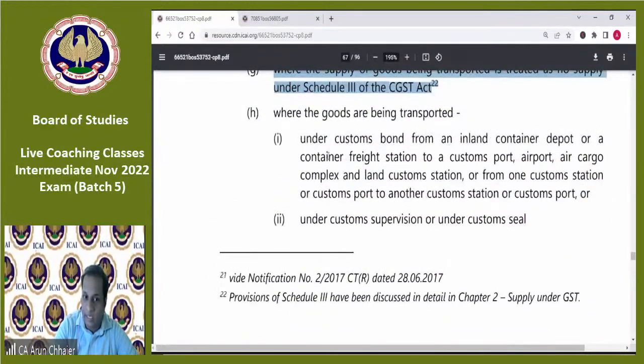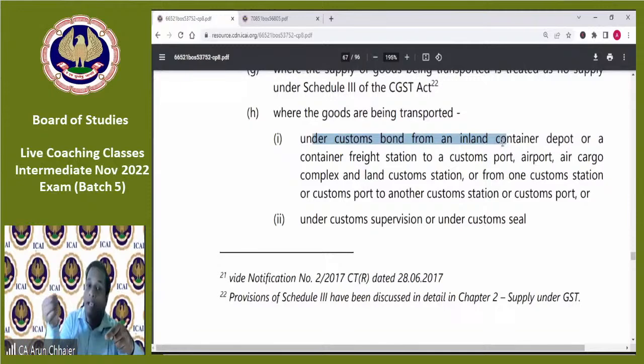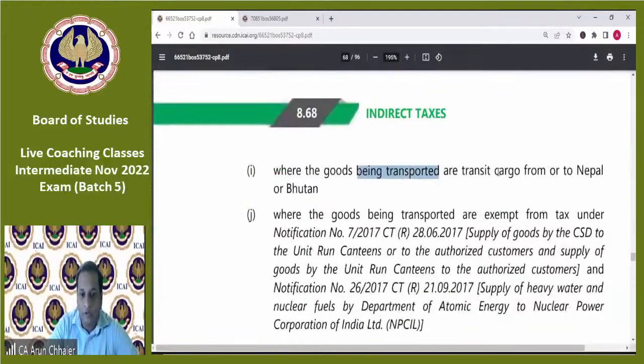Again, when the goods are being transported under customs mode, earlier it was from customs port to ICD, now from ICD to the customs port, vice versa. Correct? No e-way bill is required. Where the goods being transported are transit cargo from or to Nepal, Bhutan.